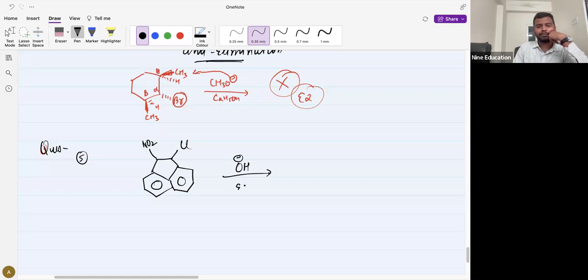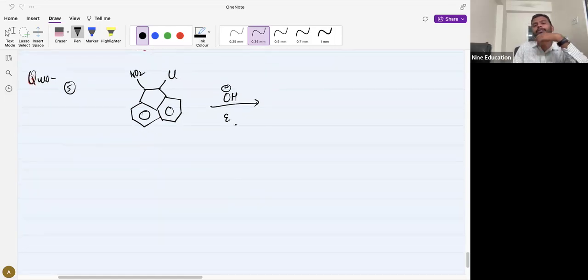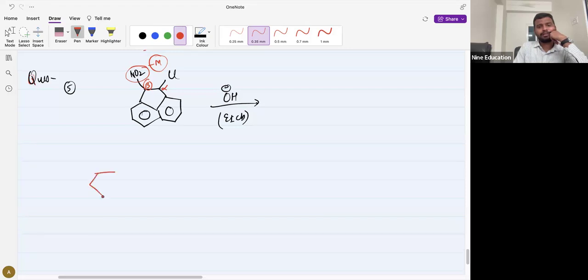See, this is an example of E1cB. How to tell it is an E1cB? If you have alpha and you have beta, at the beta carbon you have some groups which are minus M groups. Done? So what will happen in this? This hydrogen will be lost by OH minus.